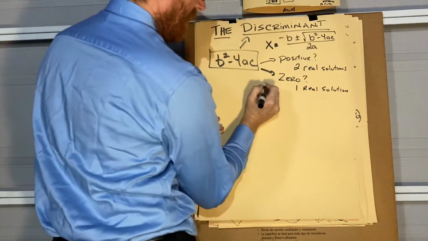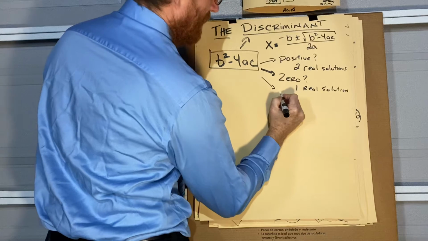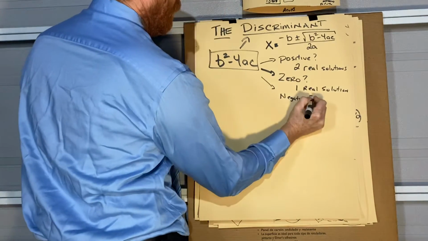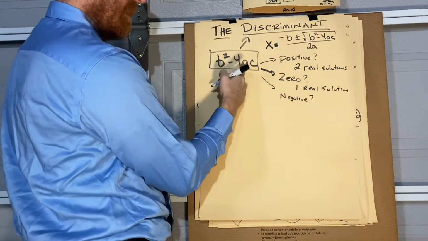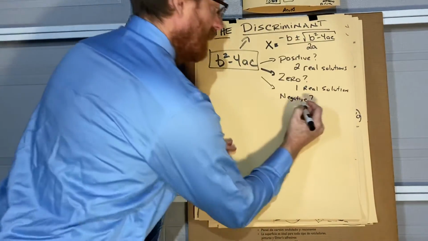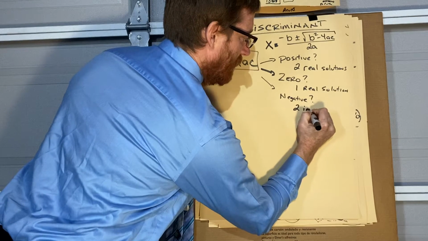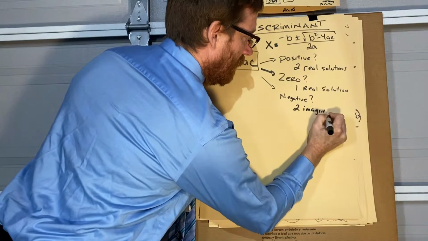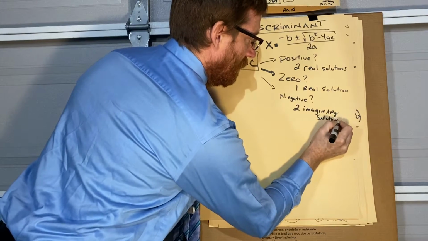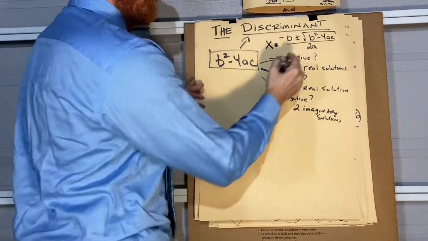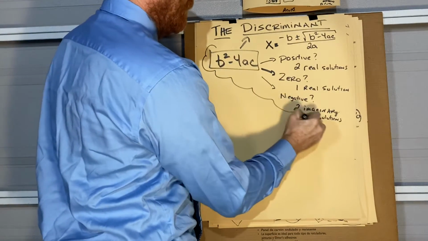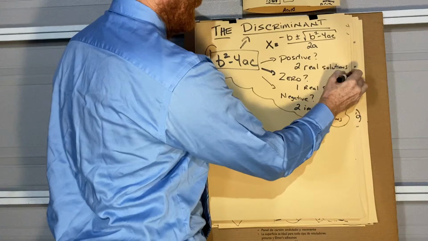I can kind of explain how that works in a minute, but if you get a negative value for this b squared minus 4ac, you get a negative value for the discriminant in the quadratic formula, you're going to have two imaginary solutions. A quick lesson on why that is, three different situations here, but this is the lesson. We're going to do some of these in a minute.